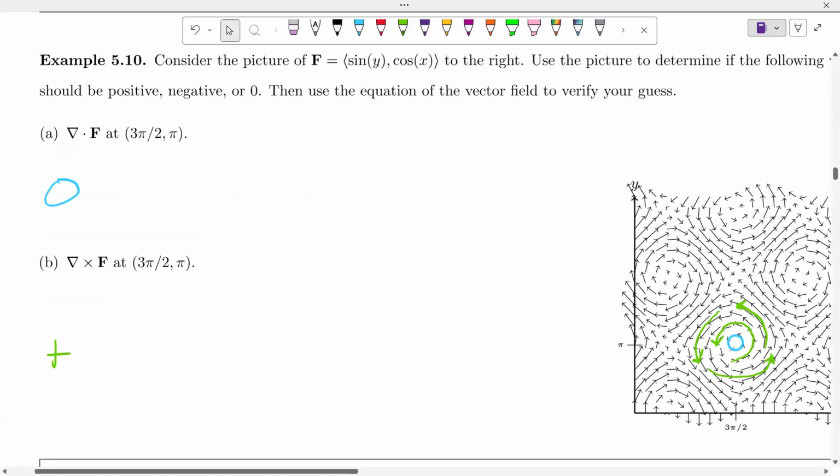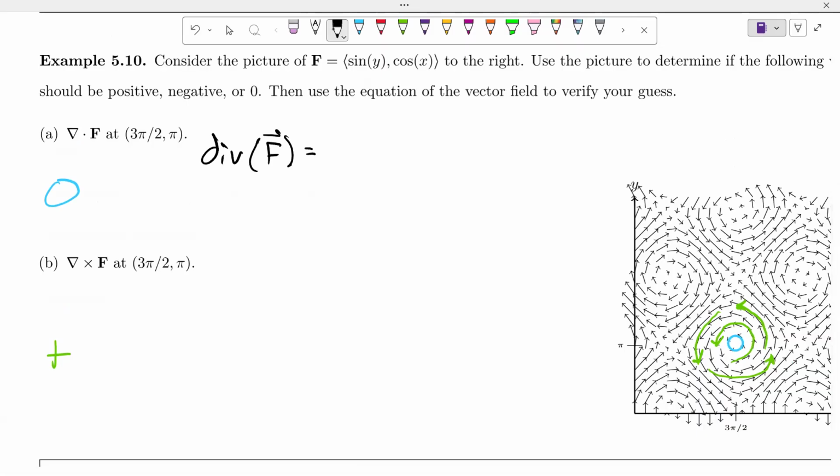So we just go calculate that thing. Divergence of f. Well, sine y partial x is 0. And cosine x partial y is also 0. So nothing for the divergence.